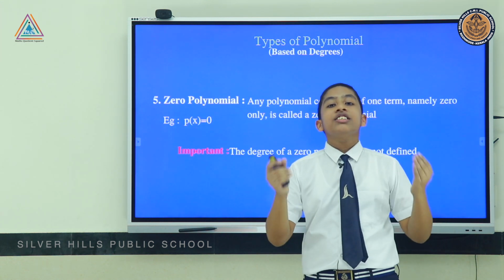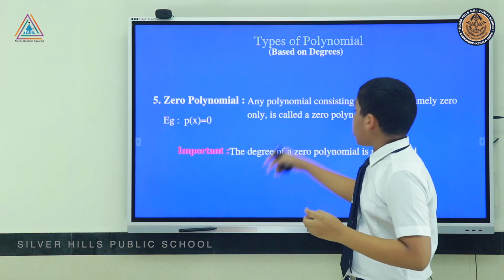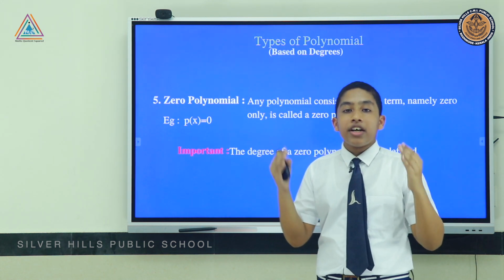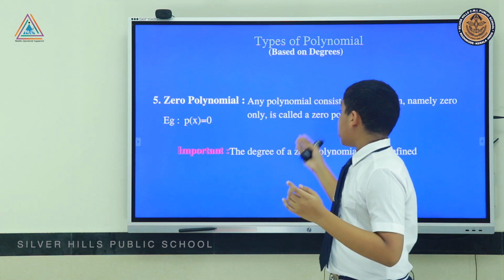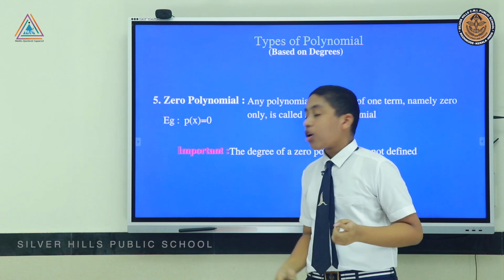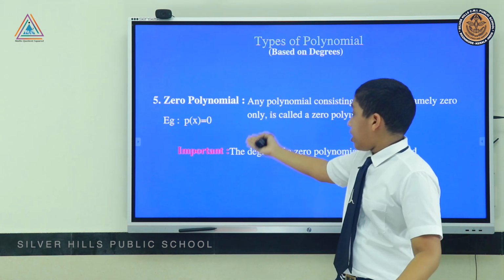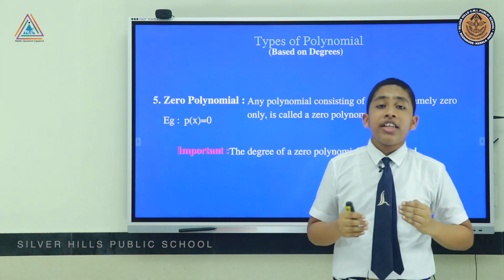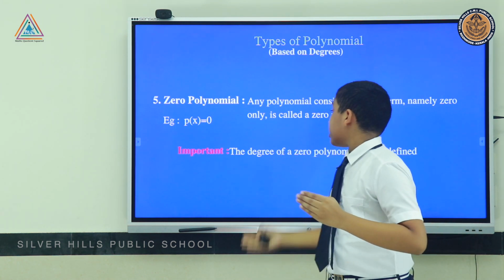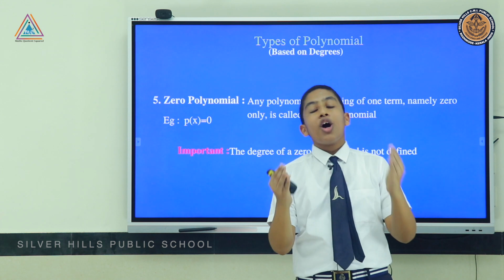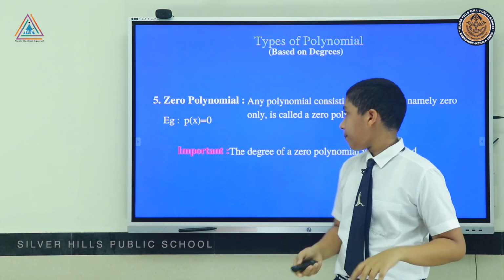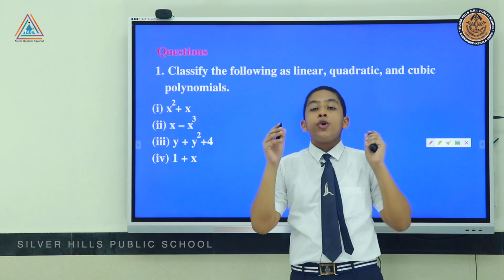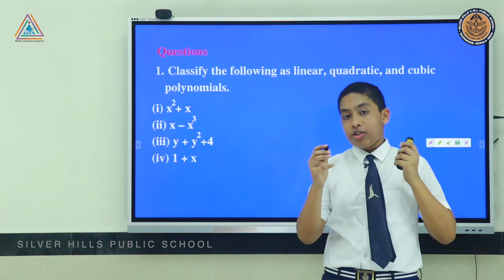And the last, zero polynomial. Any polynomial consisting of one term, namely 0, is known as a zero polynomial. For example, the equation here, p of x is equal to 0. And there is one important thing that you have to keep in your mind. The degree of a zero polynomial is not defined.